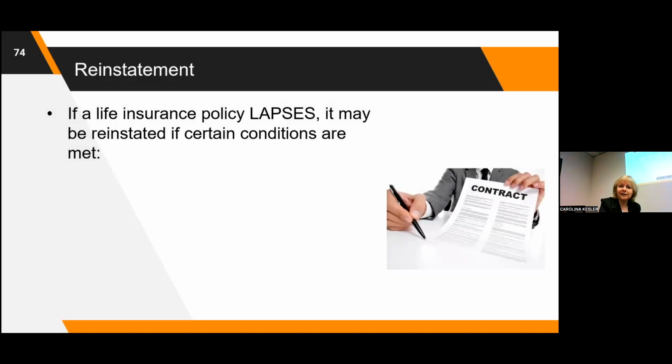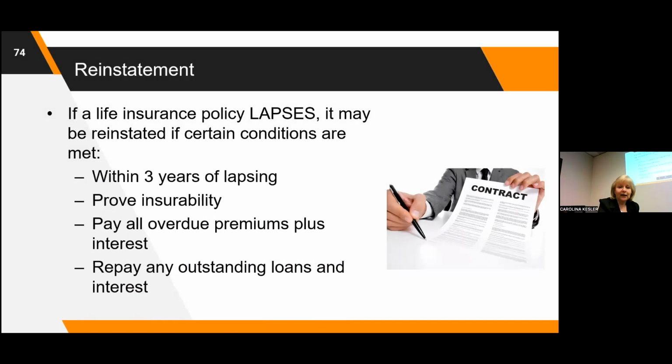If a life insurance policy lapses, it may be reinstated if certain conditions are met. It has to be within 3 years of lapsing. So this is the one you have to know. It's 3 years. Reinstatement and 3 go together. Otherwise, most of your years questions are going to be 2 or 5, right? This is the only one that has 3, is reinstatement.